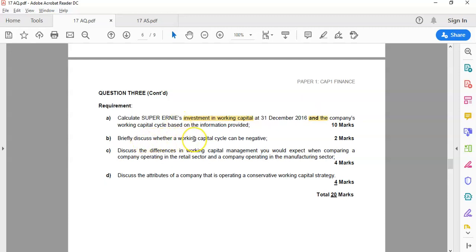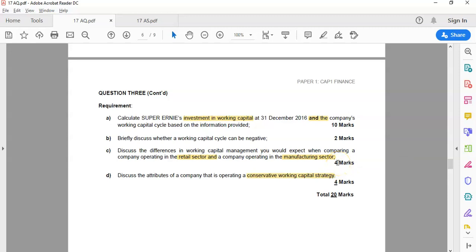Briefly discuss whether the working capital cycle can be negative, 2 marks. Then the differences in working capital between a retail company and a company that's a manufacturer. So it's your knowledge of the theory around working capital management. And then what would a conservative working capital strategy look like? What are the attributes or characteristics of it?